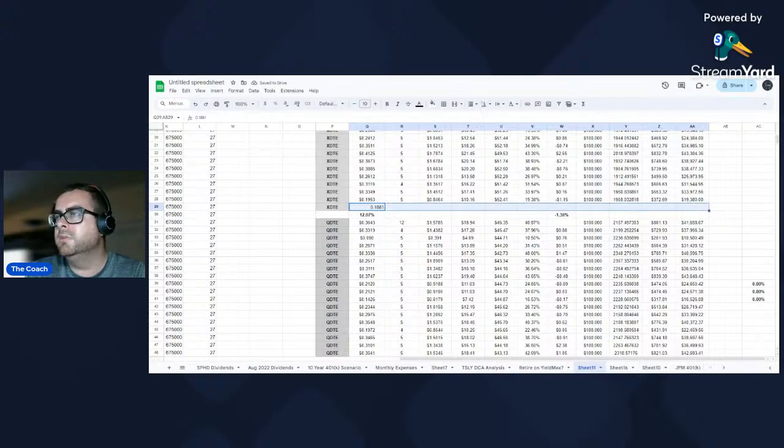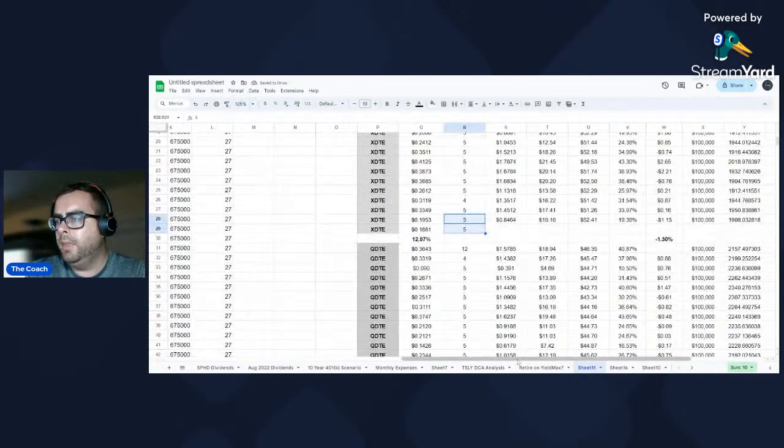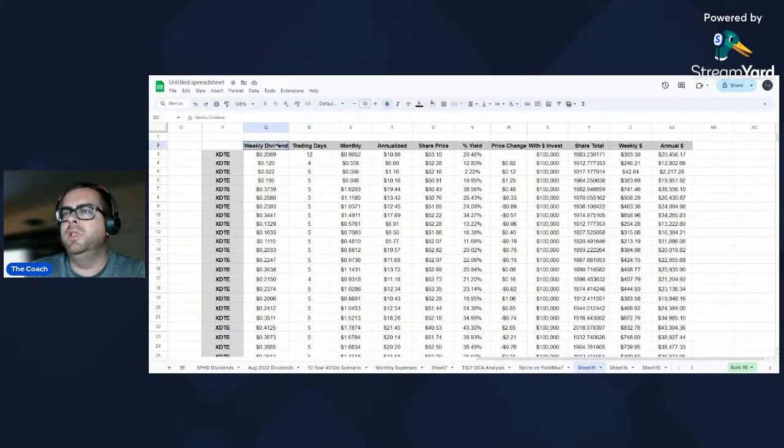So for those of you that are new, as you know, we plug and play with this one. I like to keep it to 4 decimal points over here. There were 5 trading days in the week. Let me zoom in nice and big. So for those of you that are new, let me just go over. So it's the weekly dividend, the number of trading days in the period. I make it monthly, then I annualize it.